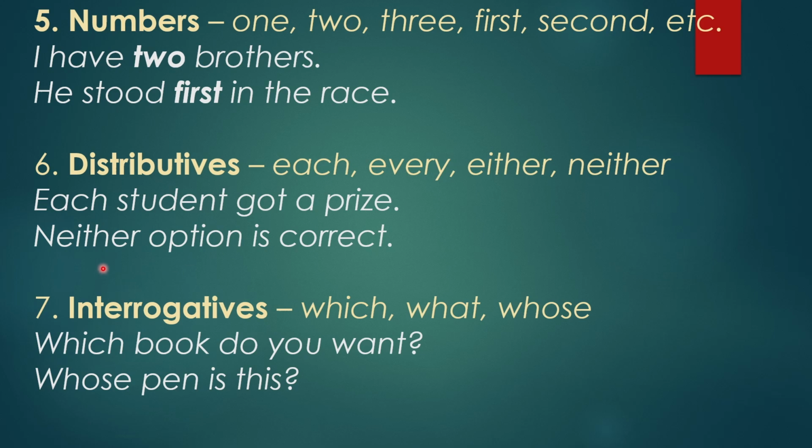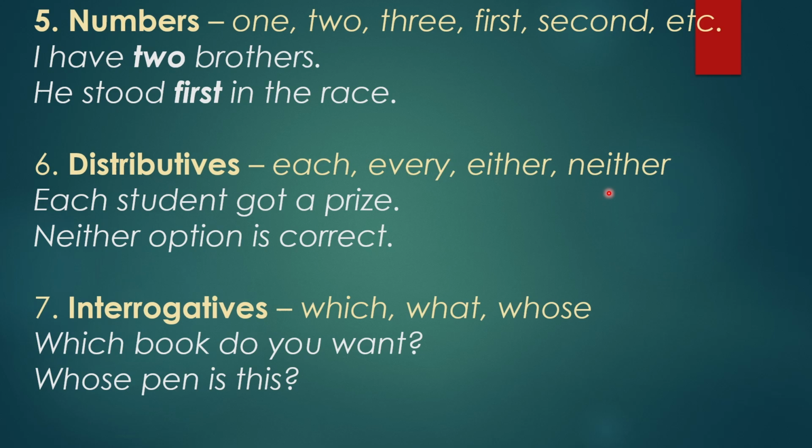Example is here, neither option is correct. Okay, two options are there, but no one is correct. But if we say either, then both options are correct. Either option is correct, right? So both are used for choices, but either means any one from two is acceptable, and when we are using neither, no one is acceptable out of two options. So this is how either and neither specify the nouns.